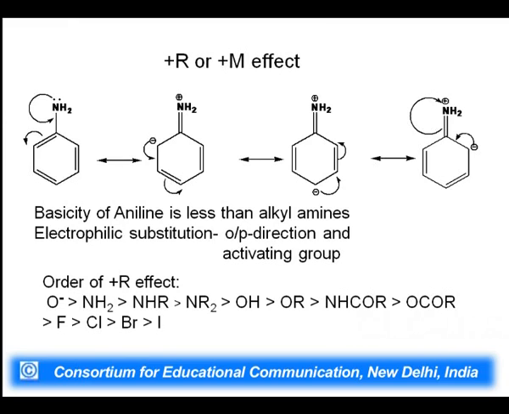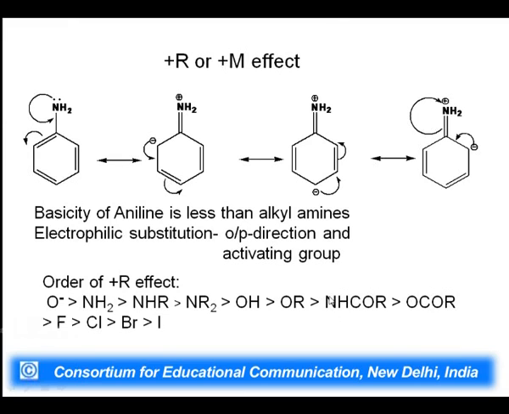Further, you can see the order of the plus R effect on the basis of the various groups. So, O minus, the phenoxide ion we have already discussed, is the maximum with plus R or plus M effect. The second one is the NH2 group, we have already discussed. Then comes the NHR and substituted amines, alkyl amines, which are lesser in plus R, then phenol, then alkoxide, ether OR group, and then the NHCOR.